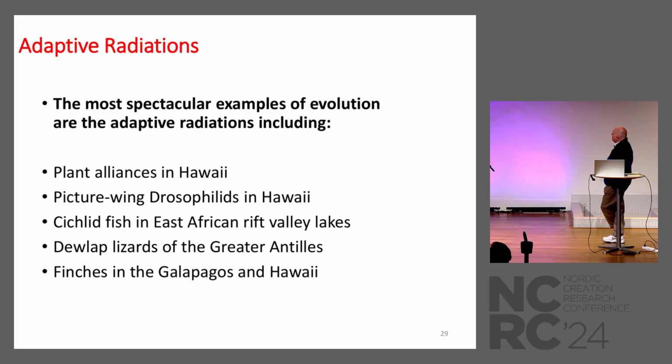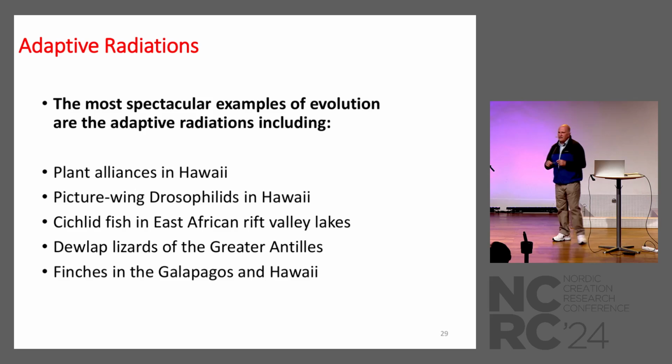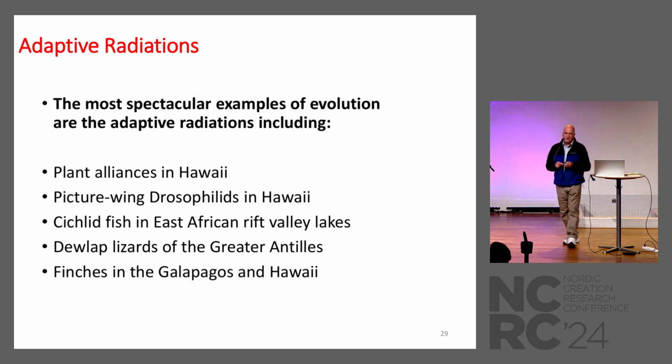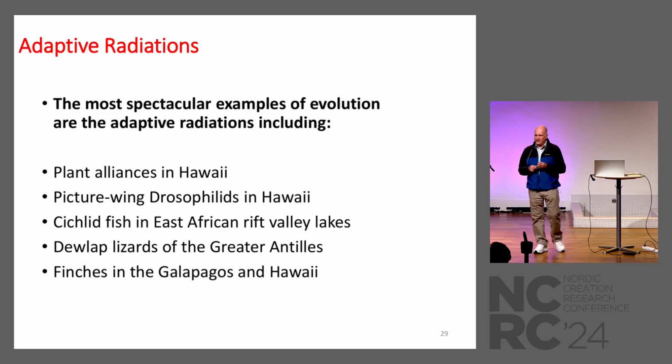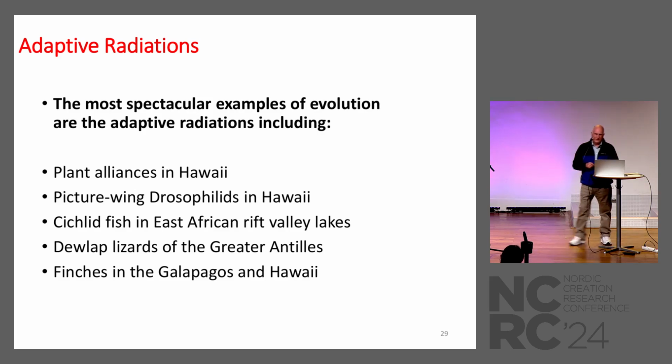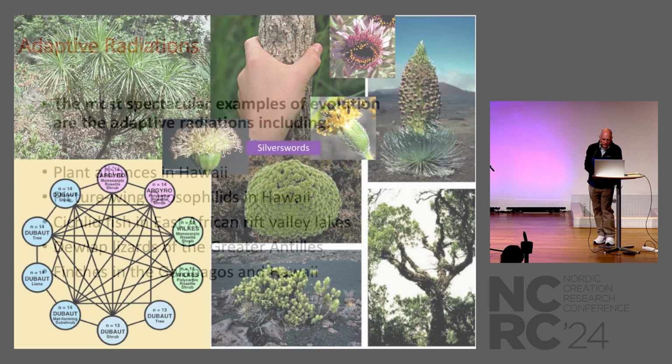The dewlap lizards of the Greater Antilles, finches in the Galapagos, they're Darwin's finches, and they're very famous adaptive radiations. But there's a much more delightful, spectacular radiation of finches, technically of true finches, because Darwin's finches are actually tanagers, but whatever. A lovely radiation of finches in Hawaii, which include the iiwi, the honeycreepers. It's the iconic finch of Hawaii.